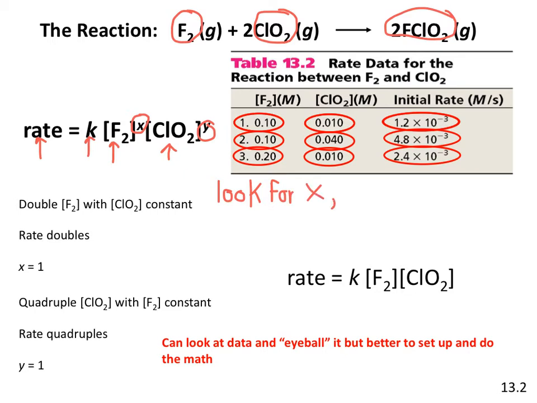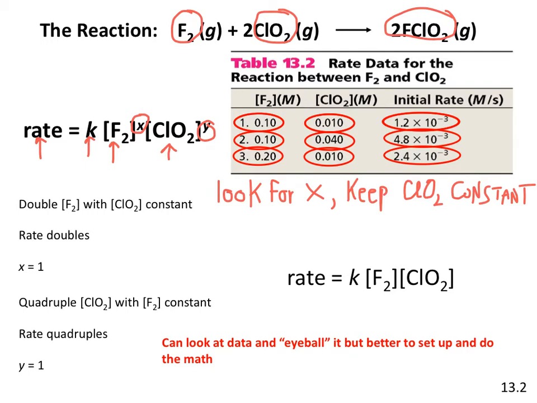When we're calculating X, we're going to keep the concentration of ClO2 constant. So we only want to see how changing fluorine affects X. So in doing this, if we take a look at the data, we're looking for X, which means we're looking for where F2 changes, but ClO2 is constant.